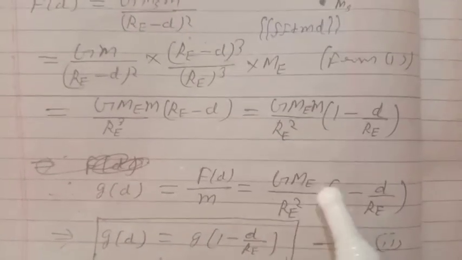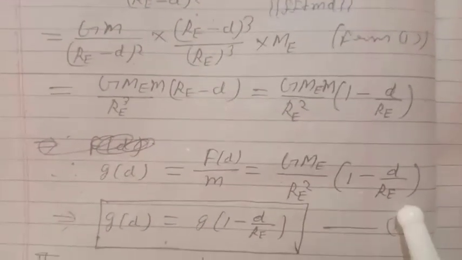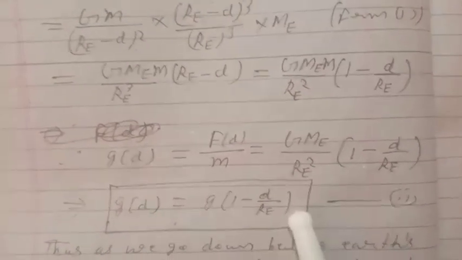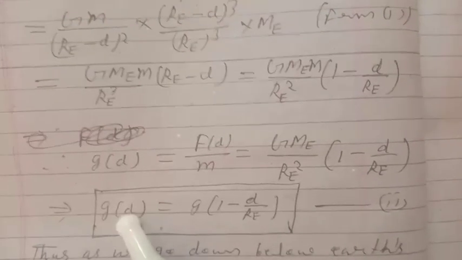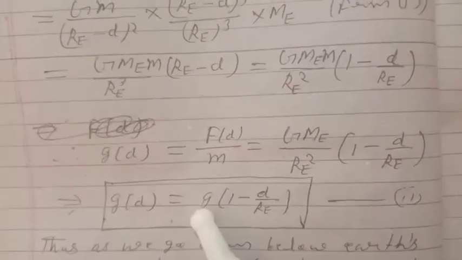Hence gd equals Fd by m equals G Me by Re square into (1 minus d by Re). This implies gd equals g into (1 minus d by Re). This formula shows gd represents the acceleration due to gravity below the earth's surface at a depth d, and g is the acceleration due to gravity at the earth's surface. Thus, as we go down below the earth's surface, the acceleration due to gravity decreases by a factor 1 minus d by Re.